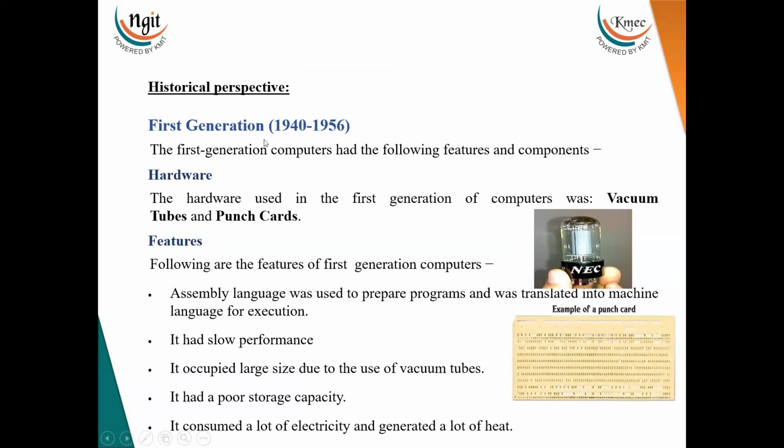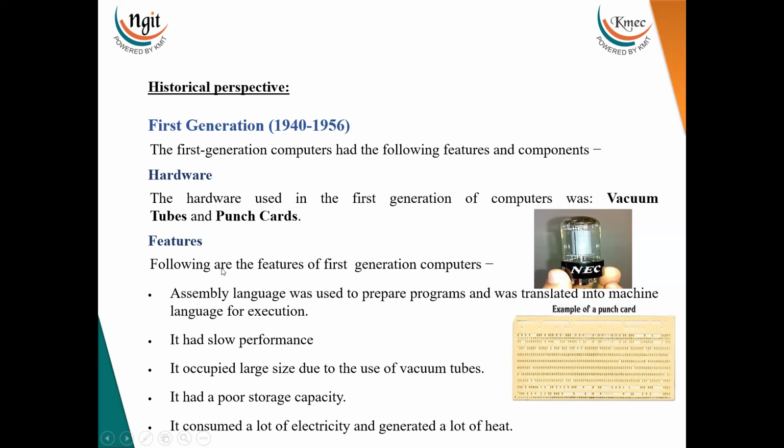First generation computers were available during 1940 to 56. At the time, the hardware used was vacuum tubes and punch cards. Now, this is the vacuum tube. By using this vacuum tube, systems were developed, and these are the punch cards. By using these punch cards, data was stored and also input was given to the system.